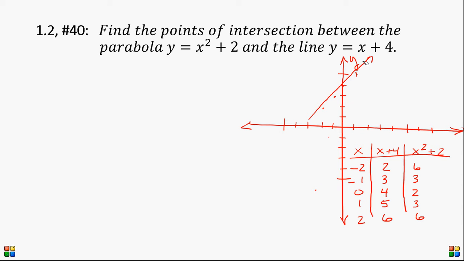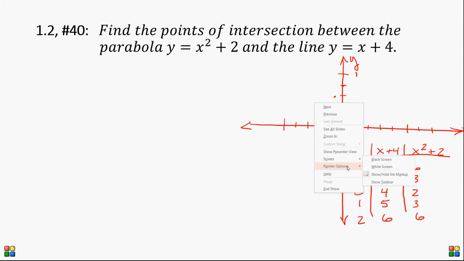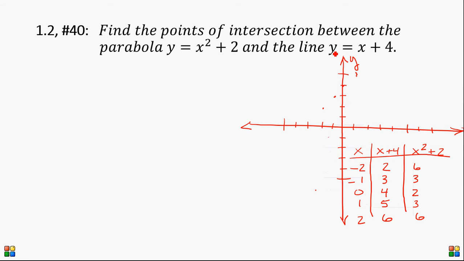Eraser, there we go. All right, let's try redrawing that guy. Pointer options, pen. All right, so he's going to go through these points about like that. There's my line. Okay, that is y equals x plus 4.